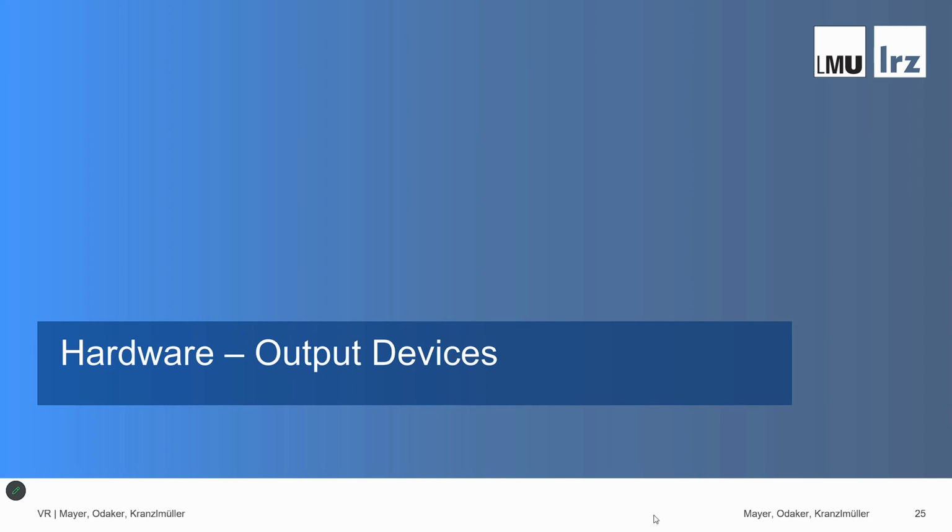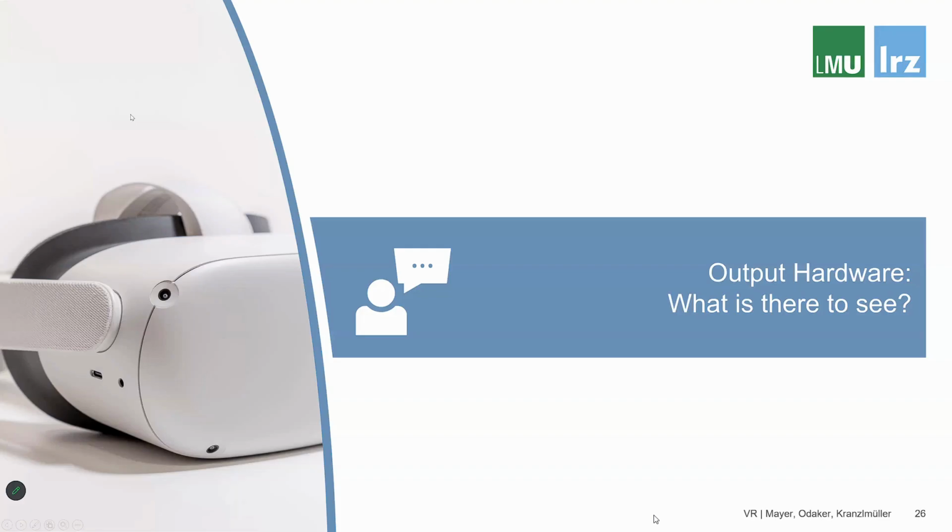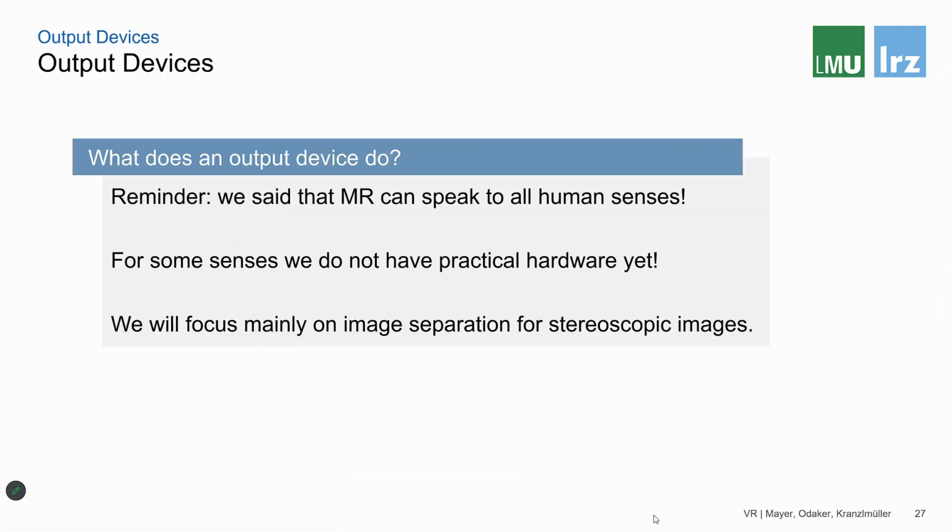As I said earlier, the second part of today, we will talk about output devices. So mostly head-mounted displays, but there are a few other types as well. So the question with output devices is, what can be used to display images or audio or other stuff? First of all, what does an output device do?